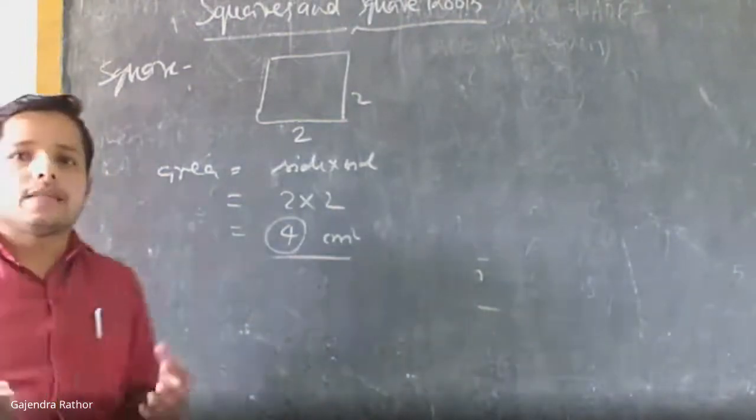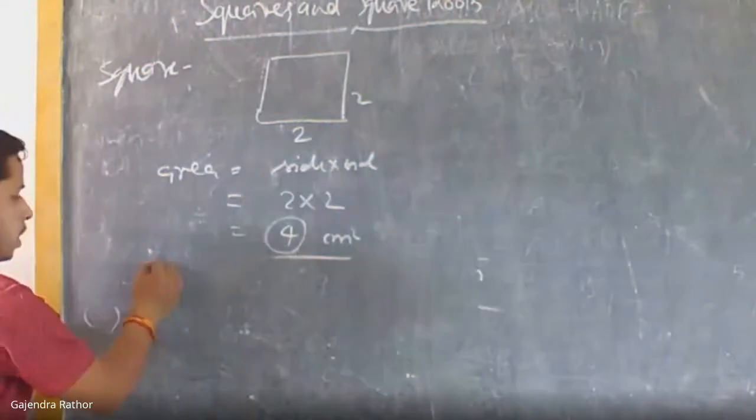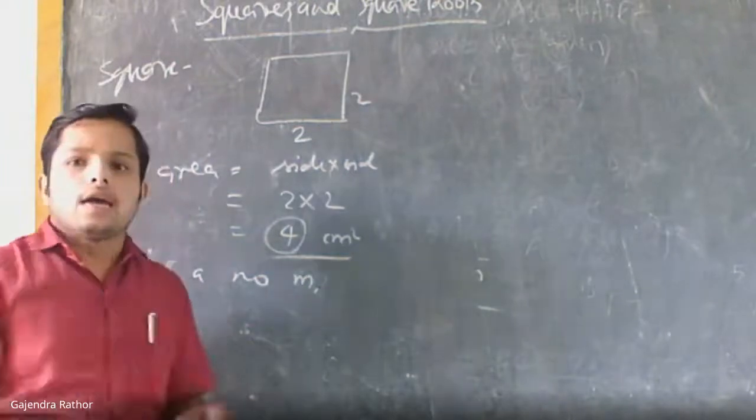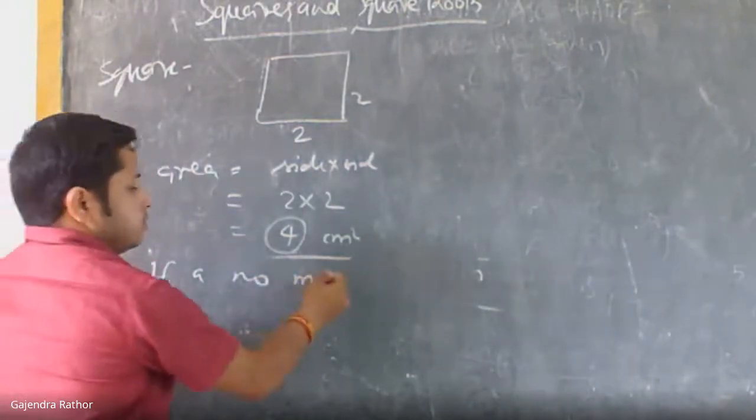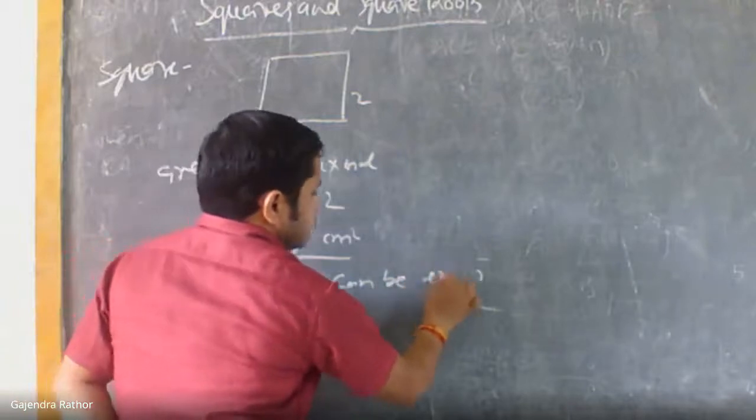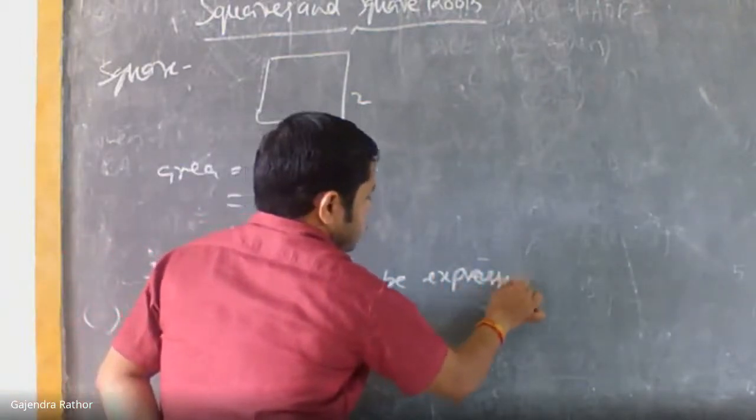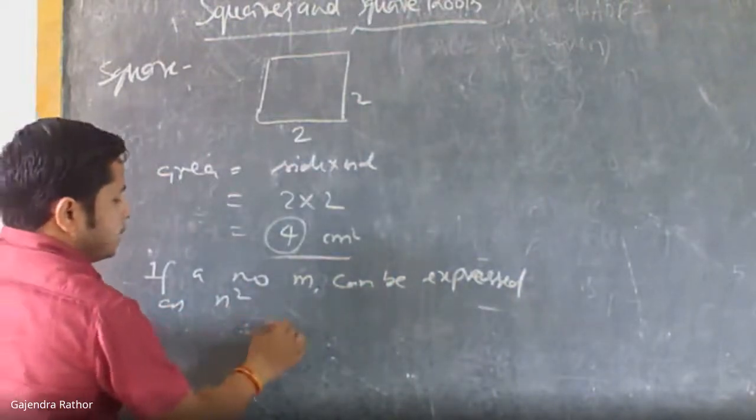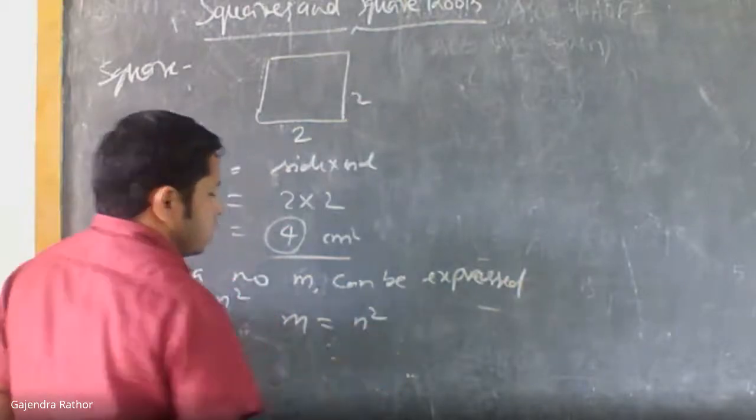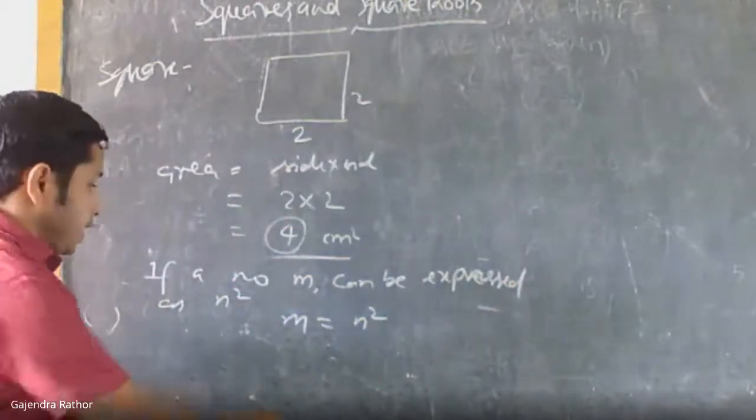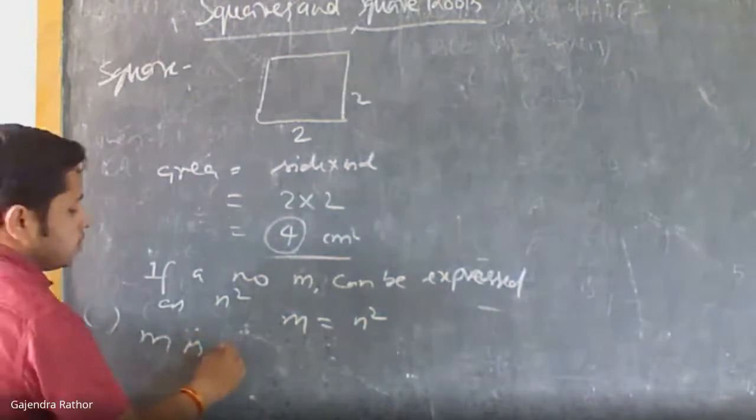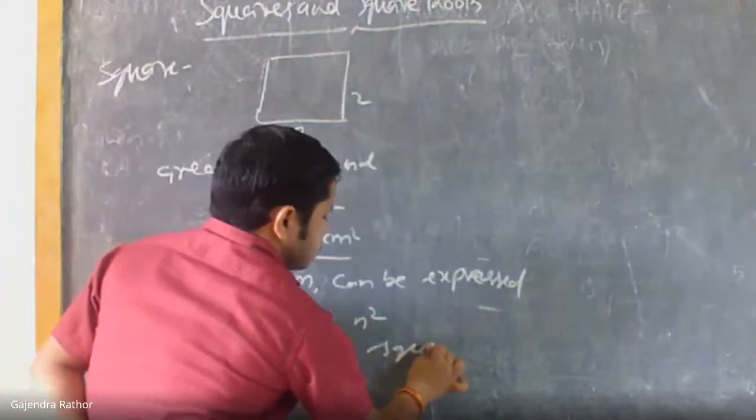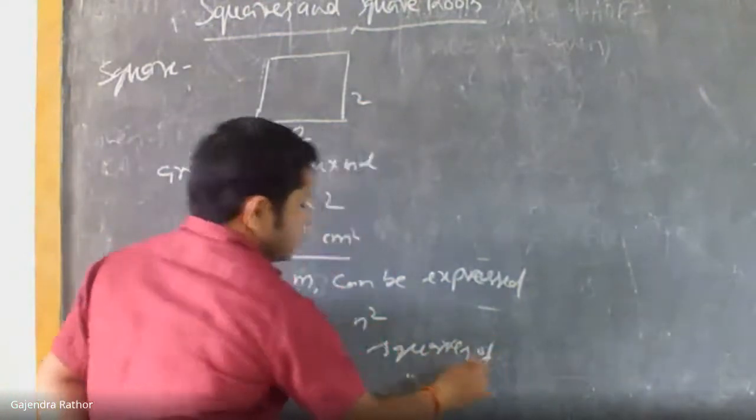Okay. So mathematically we can express it: if a number m can be expressed as n square, like this, m is equal to n square, then m is called the square of n.